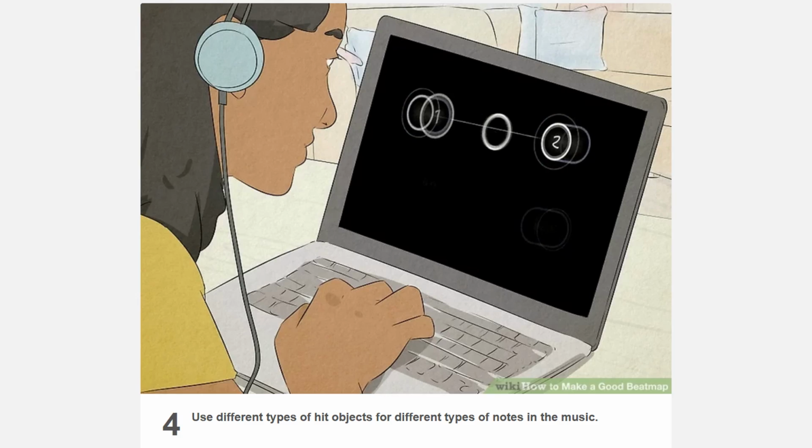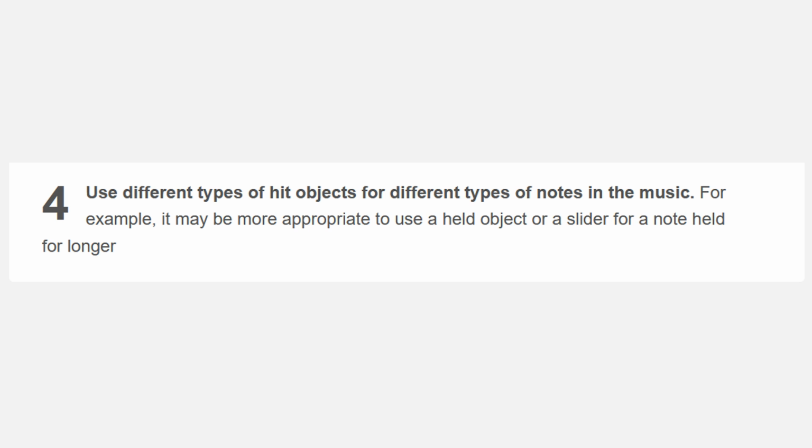Step 4. Use different types of hit objects for different types of notes in the music. For example, it may be more appropriate to use a held object or a slider for a note held for longer, like a half note or a whole note, than use a click note.